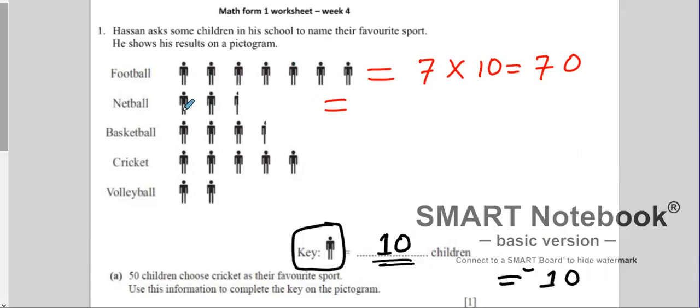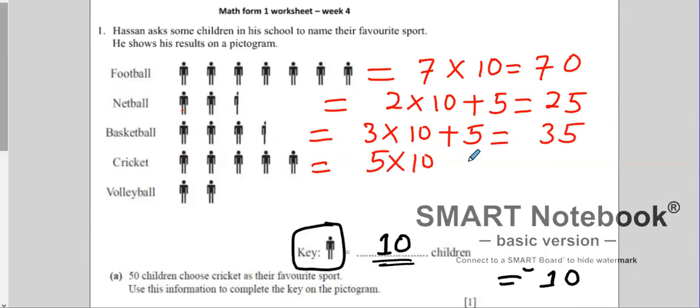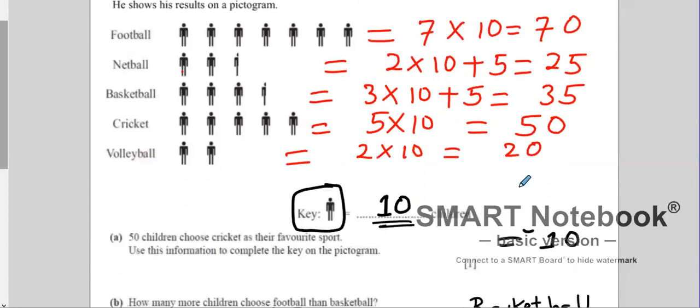For netball, there are 2 full pictures, so multiplied by 10, plus half a picture, which means 5 children. 2 times 10 is 20, plus 5 is 25. For basketball, we have 3 full pictures multiplied by 10, then add 1 half picture, which stands for 5 children. So in total we have 30 plus 5, which is 35. For cricket, 5 pictures multiplied by 10, so 50 children choose cricket as their favorite sport. For volleyball, we have 2 times 10, which equals 20 children who select volleyball as their favorite sport.